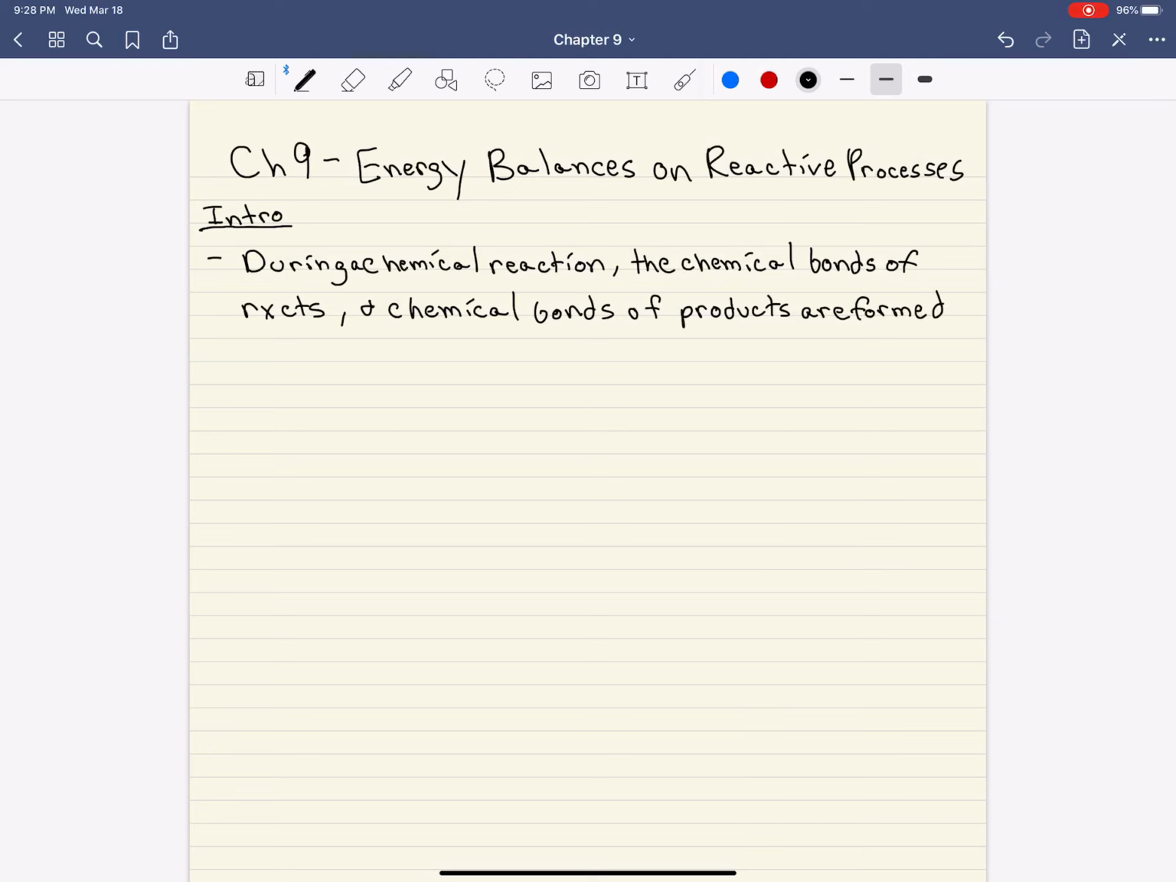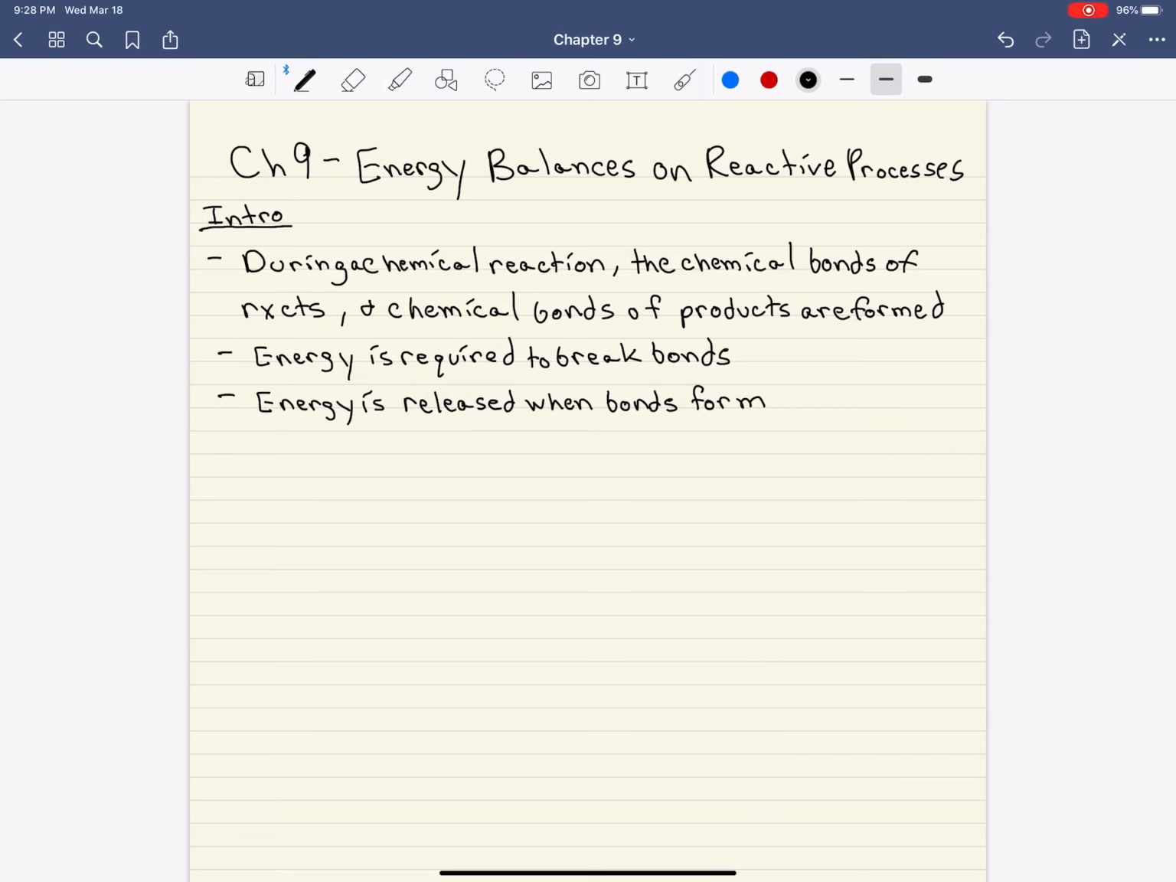Now, throughout this reaction, energy is transferred. In order to break the bonds of the reactant, energy needs to be put into the system, so energy is required to break bonds. And in order for the bonds of the products to be formed, energy needs to be released from the system, so energy is released when bonds form.